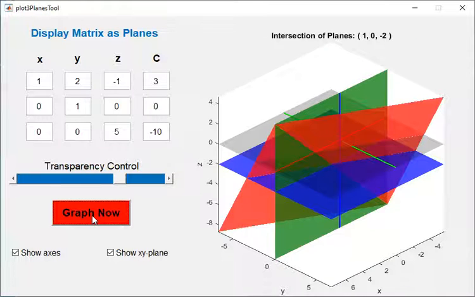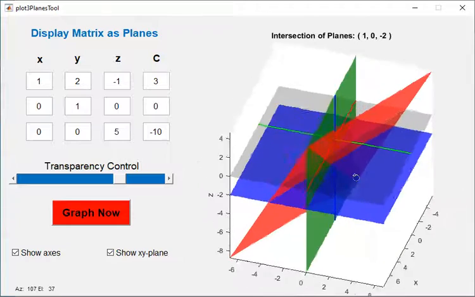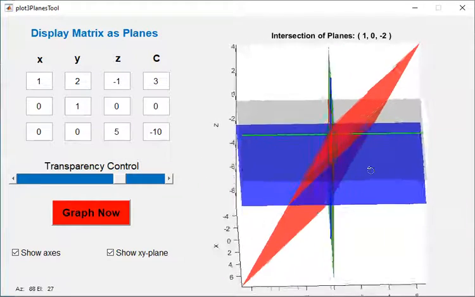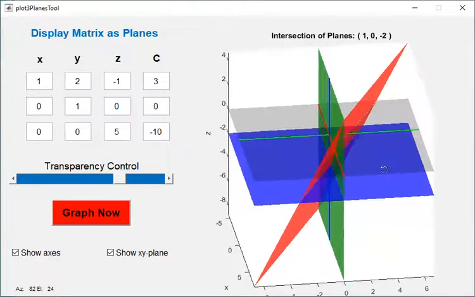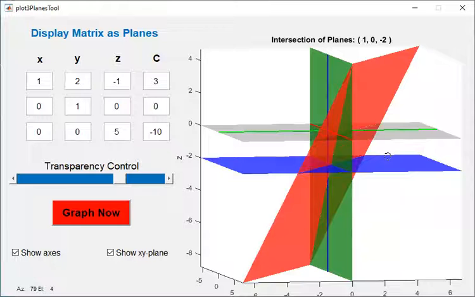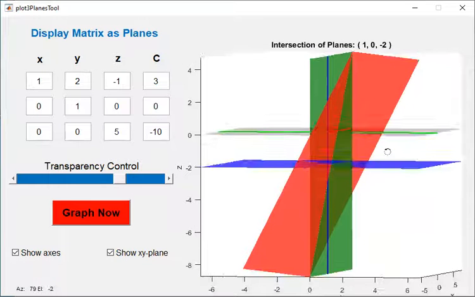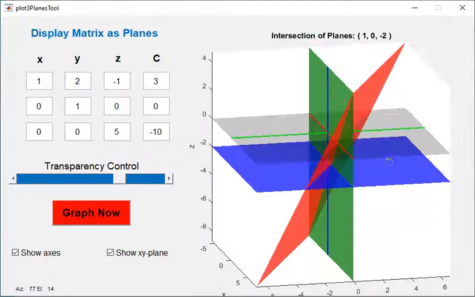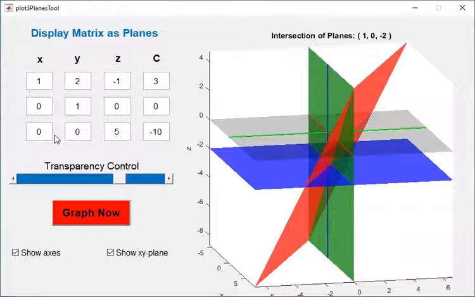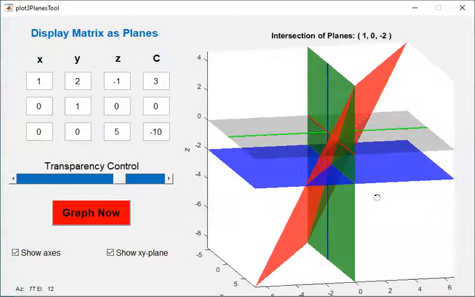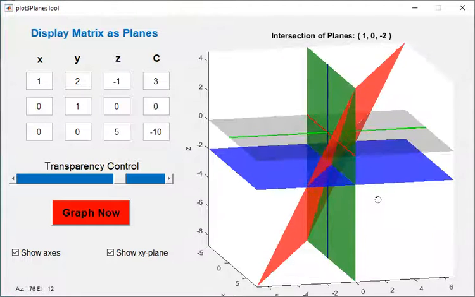Let's graph that. It looks cleaner still. Okay, now why is that? Let's look at the blue. Remember, blue is the third one. We now have a plane that is, you can see in the third row, we have zeros in the X and the Y direction. So that means we're parallel to the XY plane. Okay, so the blue plane is parallel to the XY plane.